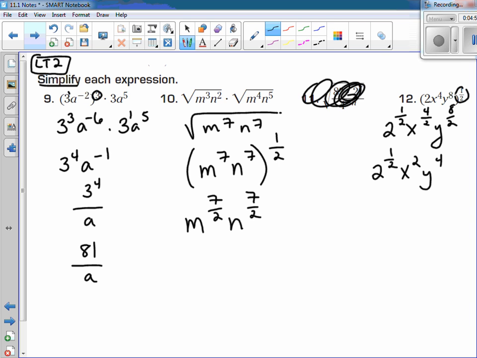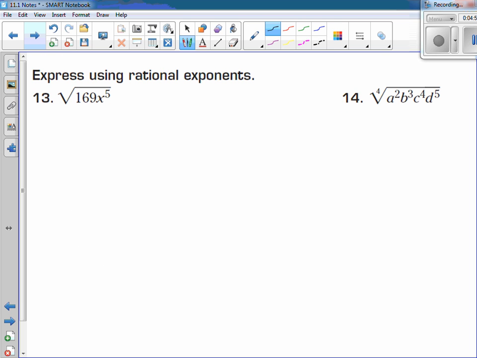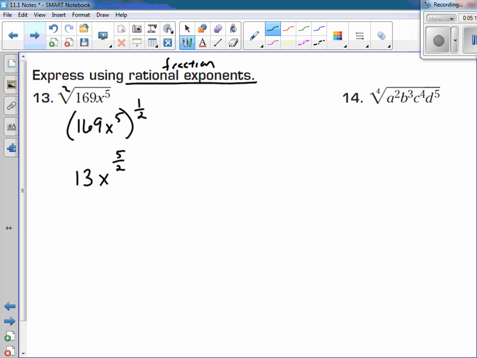4 more questions for learning target 2. Express using rational exponents. That means we want fractions. So this is a square root. This is 169 x to the 5th all raised to the 1/2 power. So the square root of 169 is 13, and then x to the 5/2. Right, because you would have 169 to the 1/2, which is square root of 169, which is 13.